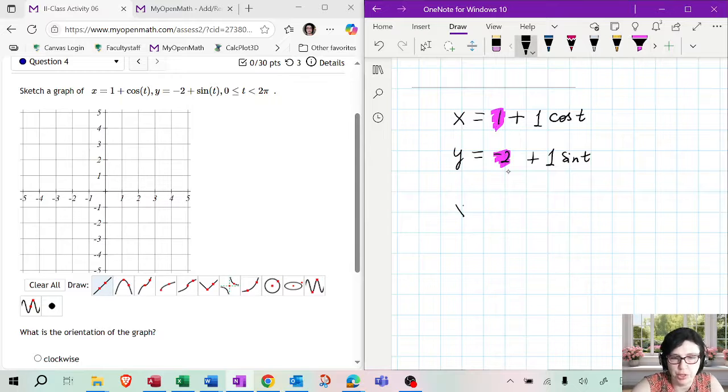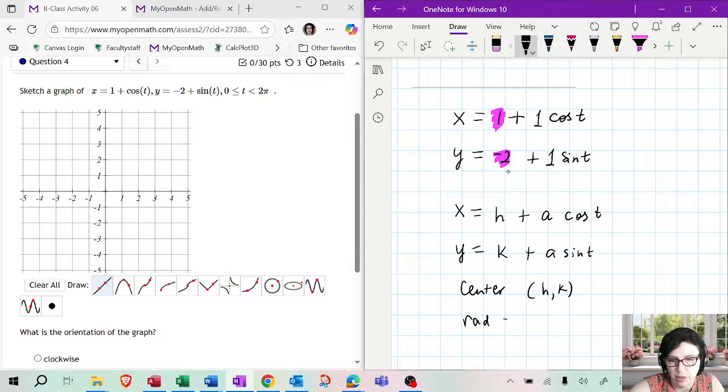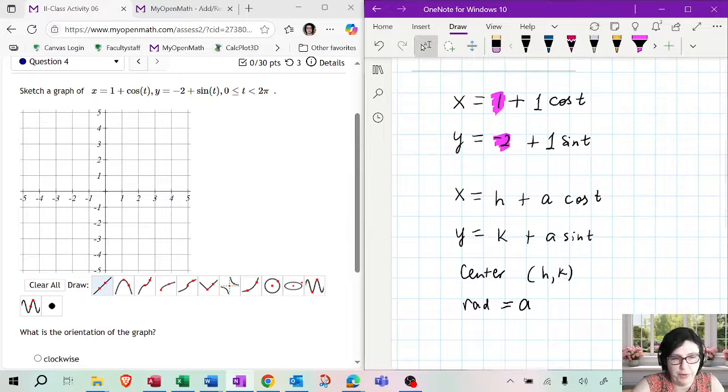So the general equations of a circle centered at (h, k) with a radius of, let's say, a would be something like this. So x equals h plus a cosine t, and then y would be k plus a sine t. So the center of this circle is going to be at (h, k), and the radius is going to be equal to a. Okay, so how do we graph a circle?